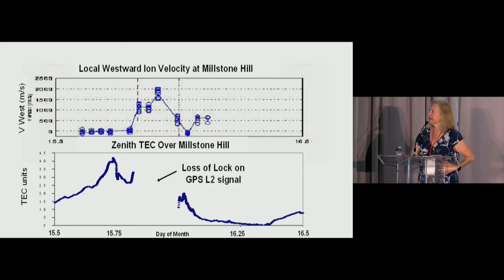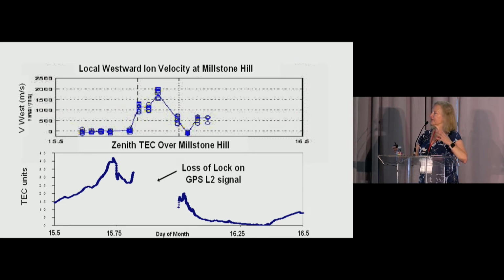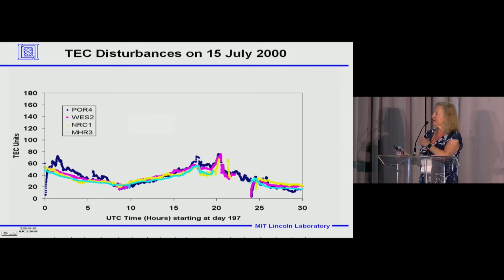I went to Phil Erickson at the time because I was still operating the GPS receiver at Lincoln, and I said, Phil, we lost data for 4 hours. What's happening? And he said, oh, well, that was a big storm. We were measuring huge westward ion velocity above Millstone Hill. Oh, by the way, that corresponds to electric fields. You probably had scintillation. So we started working more and more with the event.